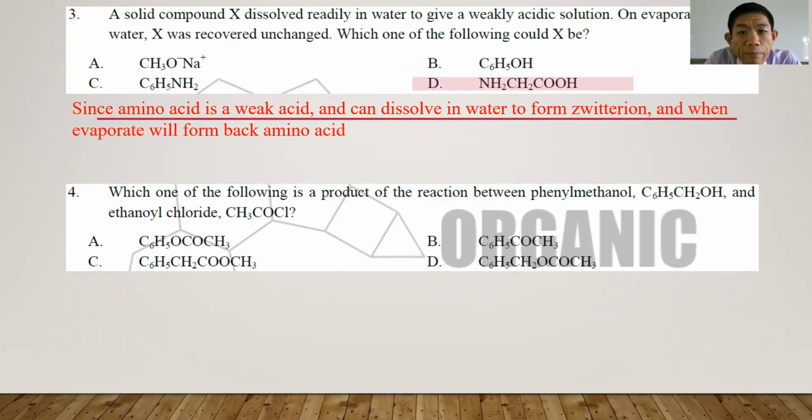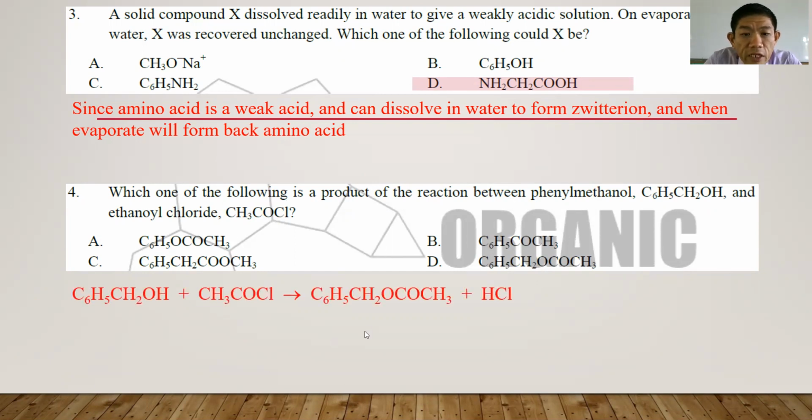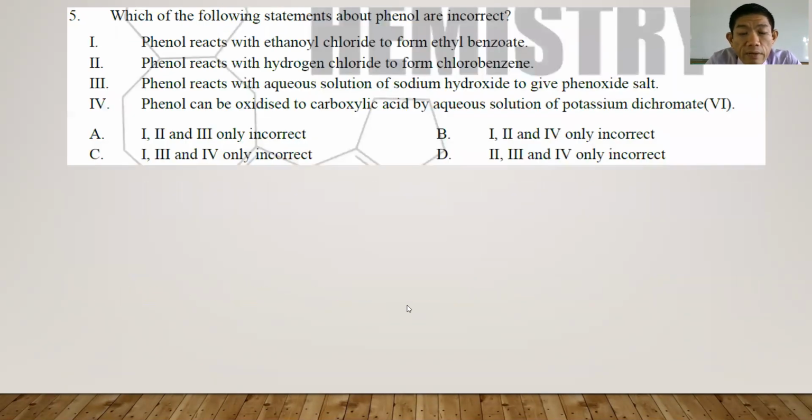Which one of the following is a product of a reaction between phenylmethanol and ethanoyl chloride? So you have phenylmethanol, C6H5CH2OH, and ethanoyl chloride. The ethanoyl chloride is made up of CH3CO, whereas the phenylmethanol is made up of C6H5CH2. So the correct formula will be C6H5CH2OC(=O)CH3. As you can see, the best answer here is D. This is actually the way we write the ester in reverse.